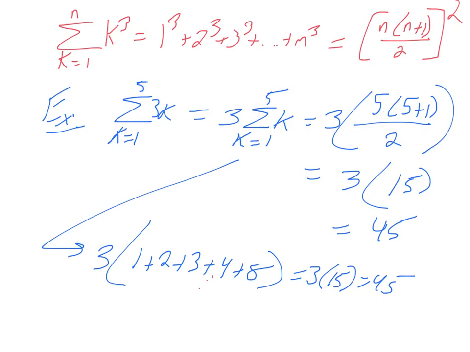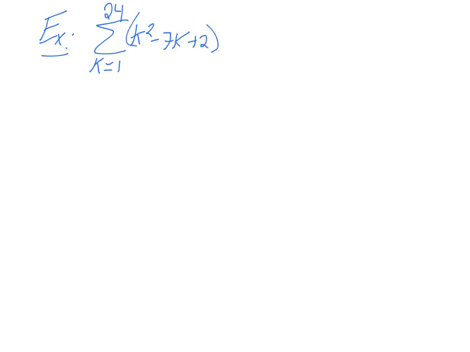So let me give you a couple more where you have to use the formulas along with the properties to be able to evaluate what these series are equal to. So if I have the sum from k equals 1 to 24 of k squared minus 7k plus 2, and I'll give you 2.